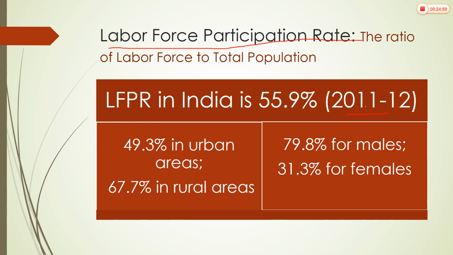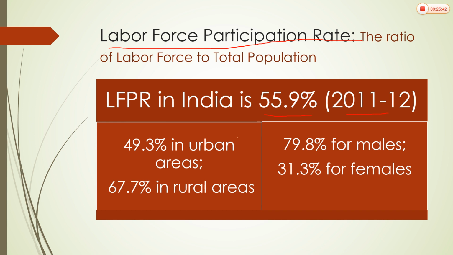In India, if we talk about 2011 to 12, it was 55.9%. This rate does not tell us exactly how many are working. This only tells us in total, how many are working plus how many are not working. This does not tell us separately how many are working. So LFPR in India was 55.9% if we talk about 2011 to 12. That means around 56% of our population was either working, or some of them must be a huge number who were not working and unemployed.